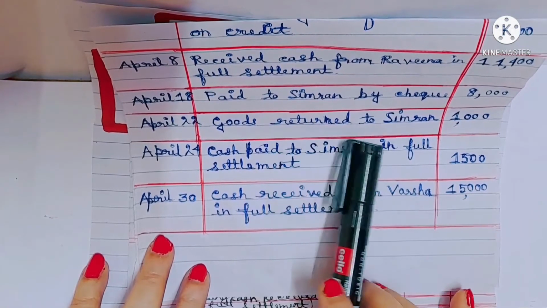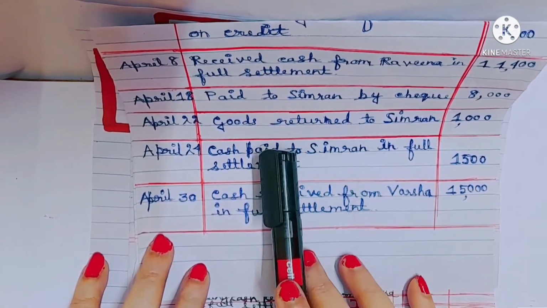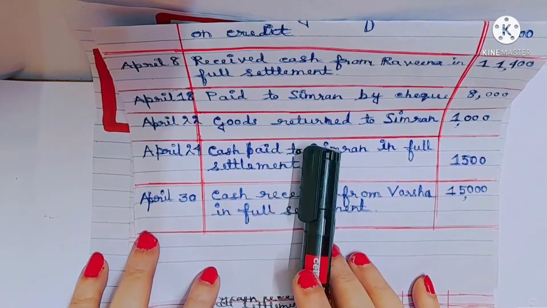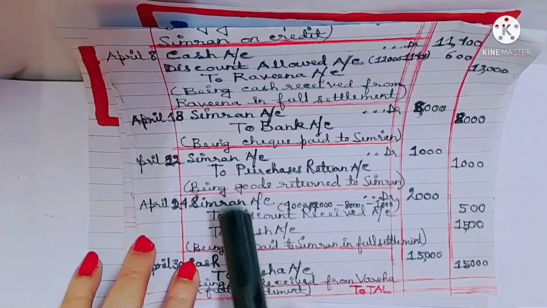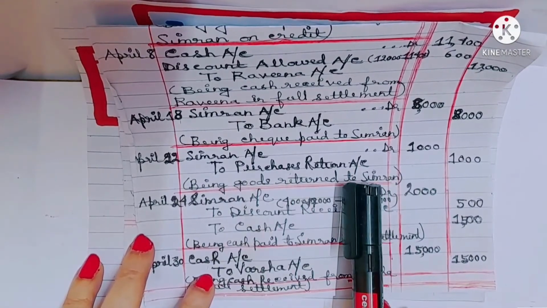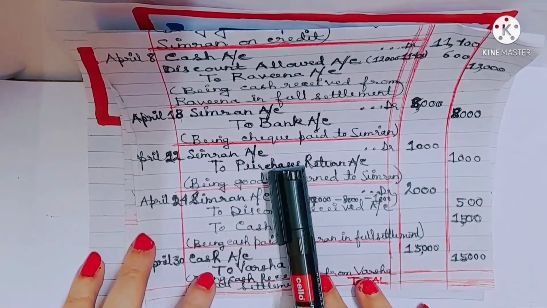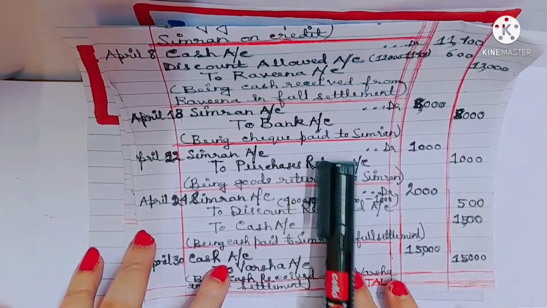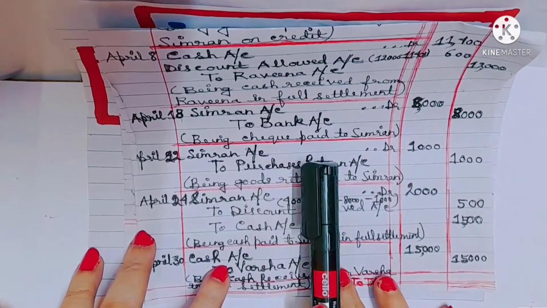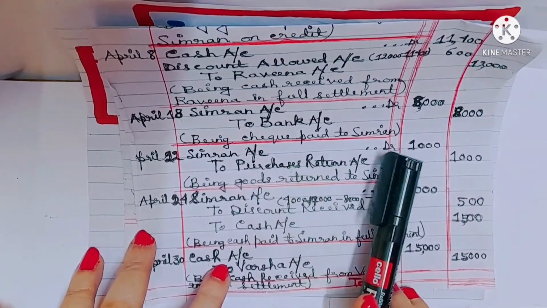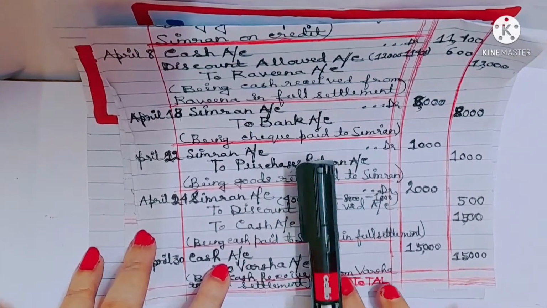So what are the two accounts? Identify the two accounts. One will be Simran account, another will be purchases return. Let's see. On 22nd April, Simran account debit 1,000 to purchases return account 1,000. Why Simran account debit? Because Mamuni is returning the goods amounting to 1,000 to Simran. Simran falls under personal account. According to personal account, the receiver of the benefit is debit. When Mamuni is returning goods amounting to 1,000, Simran is the receiver of goods. So Simran account should be debited.